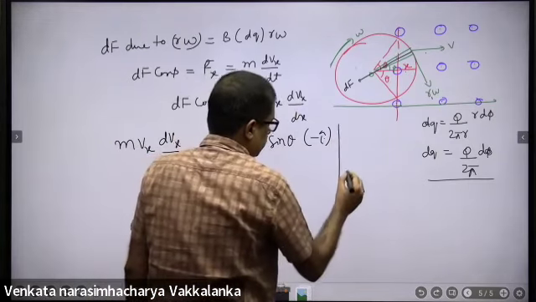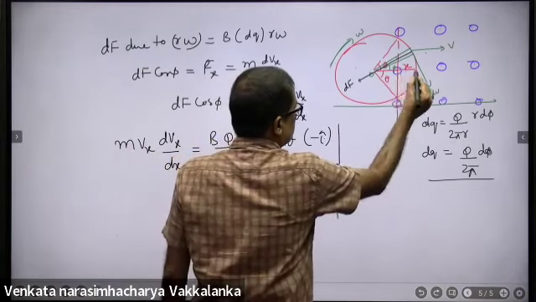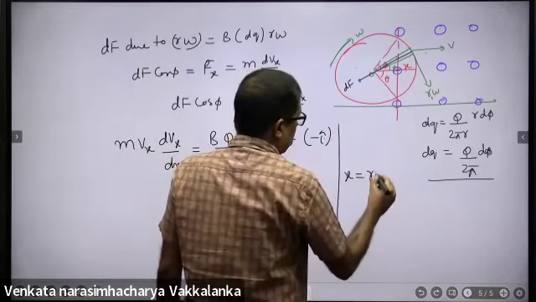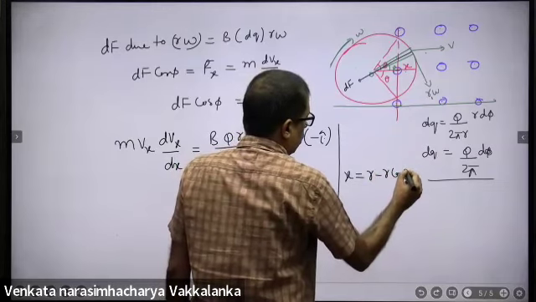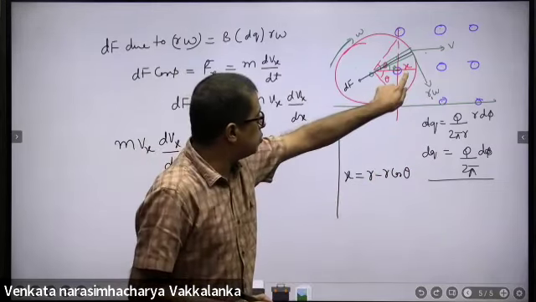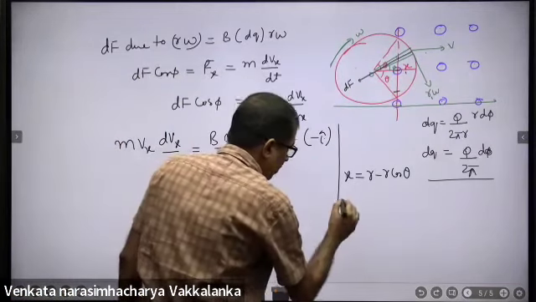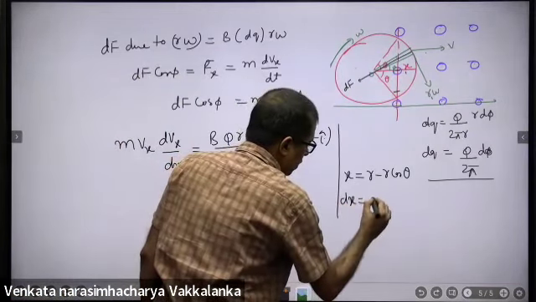Have a look at this. X is equal to, this distance was x, right? R minus R cos theta. Do you agree with that? This distance was x. X is equal to R minus R cos theta. Do you agree with that? Yes, sir.